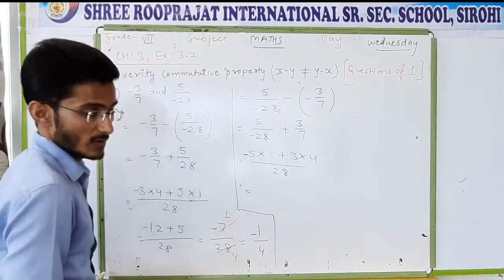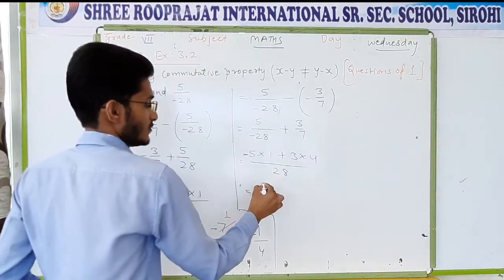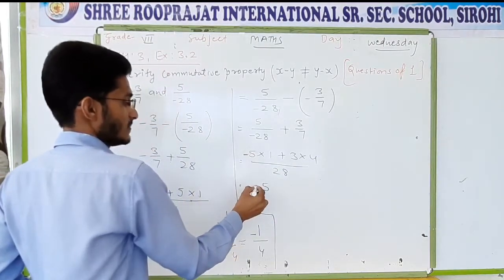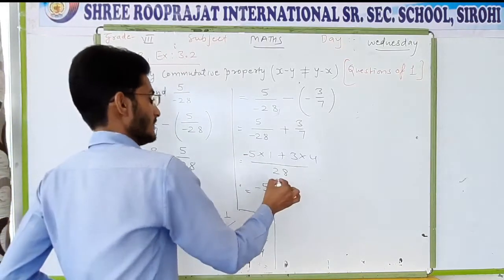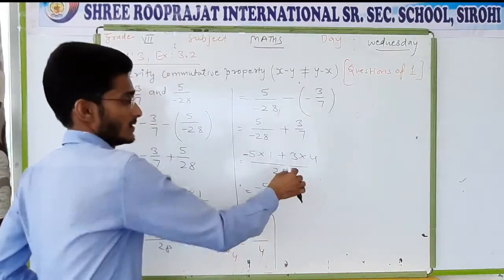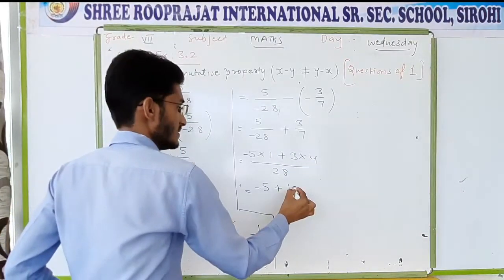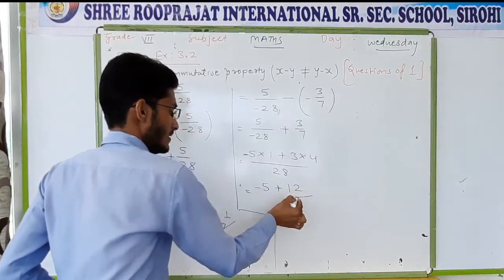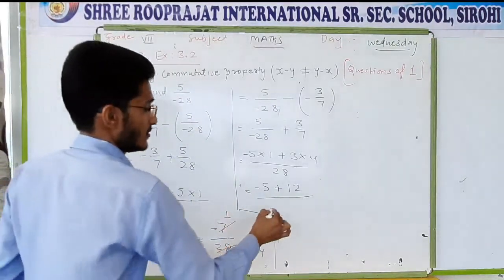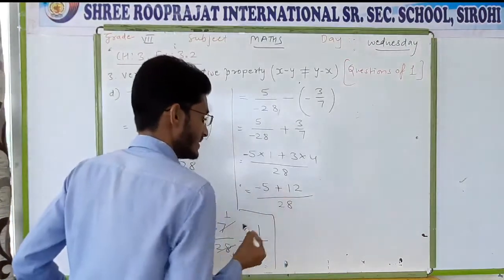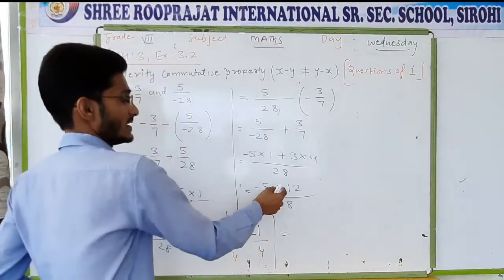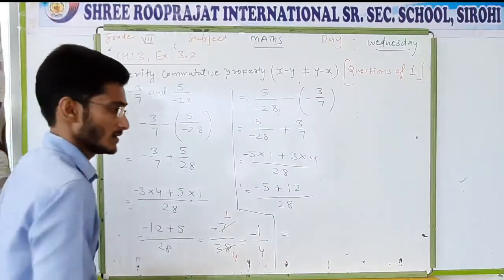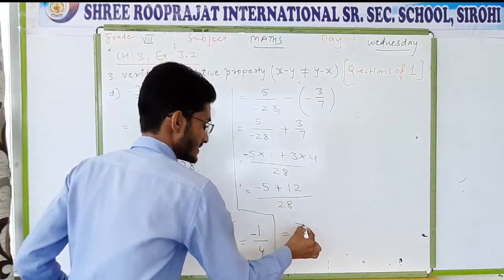Now first of all you have to multiply. 5 multiplied with 1 you will get a 5. This is a negative number and 1 is a positive, that means you will get a minus 5. Then the sign of addition as it is. 3 multiplied with 4 you will get 12, and then in the denominator 28 will be as it is. Now it is a minus 5 and a plus 12. You have to subtract. If you subtract 12 minus 5 you will get 7.